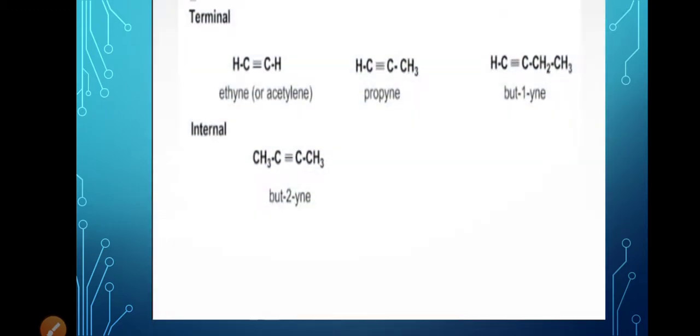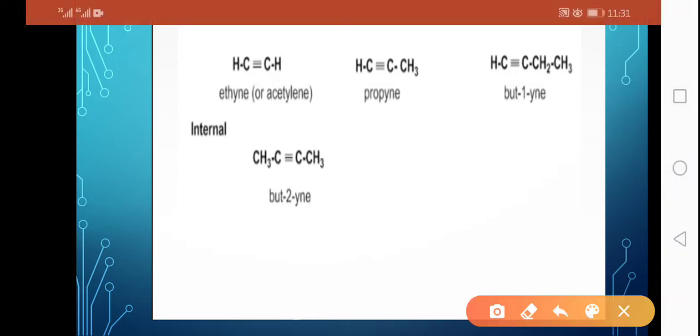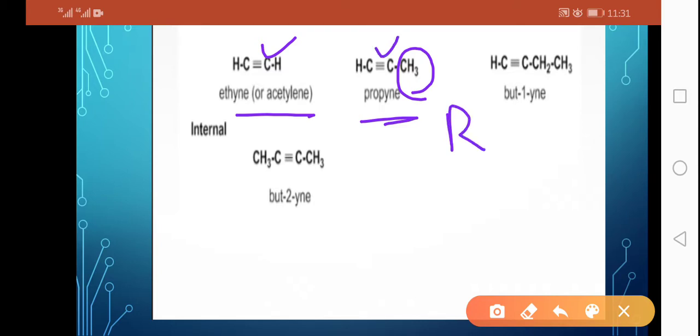Students, here are the examples of the terminal and the internal alkynes that you can see here. This is the ethine, which is also called acetylene. In here you can see that the triple bond is present between the two carbon atoms. And the second example is propyne, in which the CH3 group indicates the R group, that is alkyl, and here the carbon to carbon triple bond is present at the end, so it is an example of terminal alkynes.